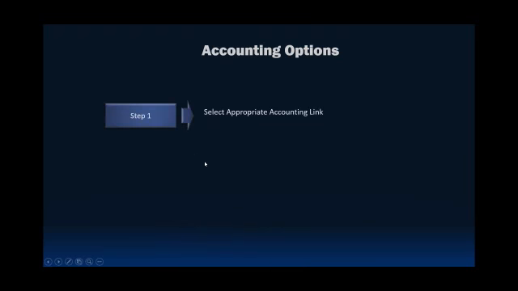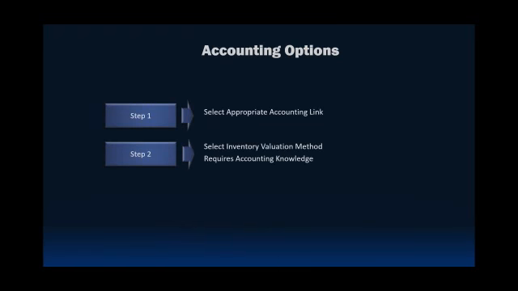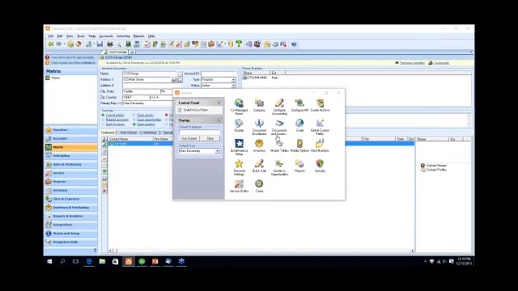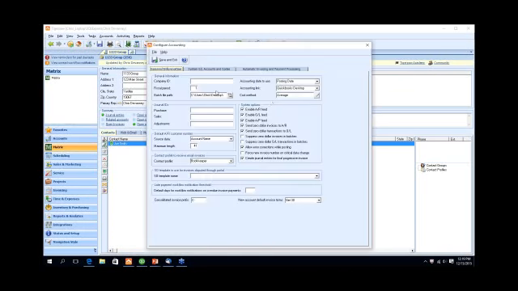So, accounting options: make sure you're selecting the appropriate accounting link, select the appropriate inventory valuation, enable your feeds, and potentially create a non-imported batch for your accounts. And what that means is, back in here where we just were inside the options, we are going to head out and make sure we set the appropriate link. You don't want to use the QuickBooks Pro link, you want to use the QuickBooks Desktop link.